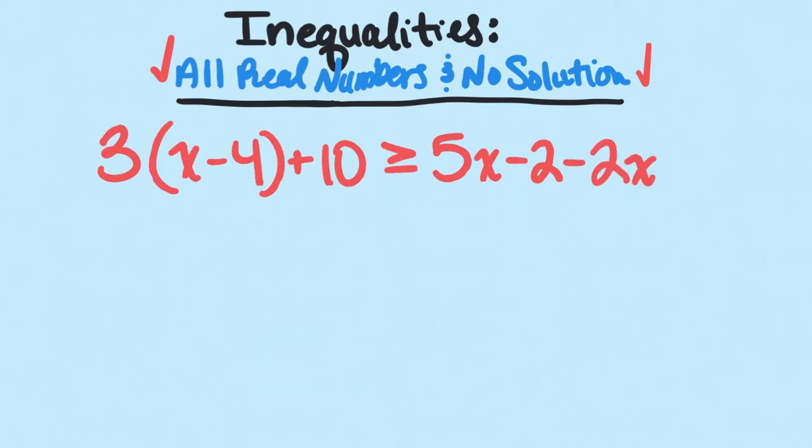Now let's look at one more inequality, and let's just see what happens as we simplify this inequality to work towards solving it. So we have 3 times x minus 4 plus 10 is greater than or equal to 5x minus 2 minus 2x. So I see a couple things I can do on both sides of the inequality.